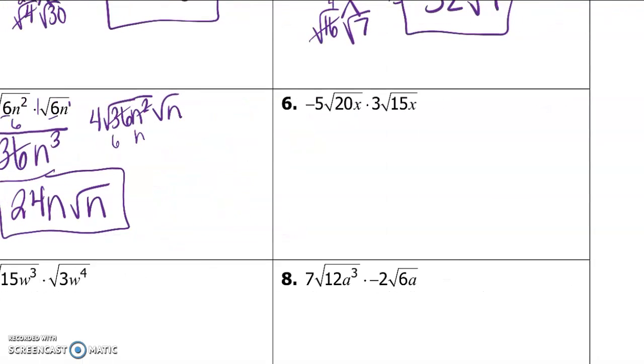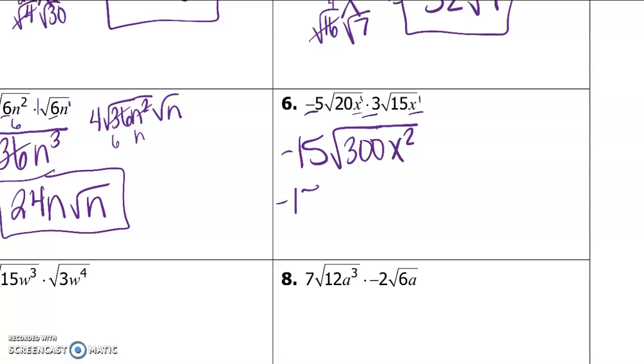Number 6, our outside numbers give us negative 15. Square root 20 times 15 gives us 300. X times x, 1 plus 1, gives us x squared. So I'll go ahead and do the formal way. We have the negative 15. The biggest perfect square that goes into 300 is 100. And then 3 would be left. 2 is an even number, so it just comes down as x squared.